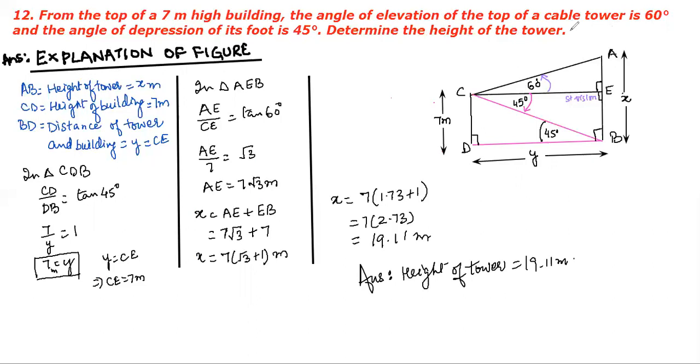Now see where the observer is. From the top of a 7-meter high building. That means the observer is standing on the 7-meter high building. He is here on the top of the building. The observer is on the top of the building and he is observing a tower, and the angle formed is the angle of elevation. Elevation angle means you are observing on the top.